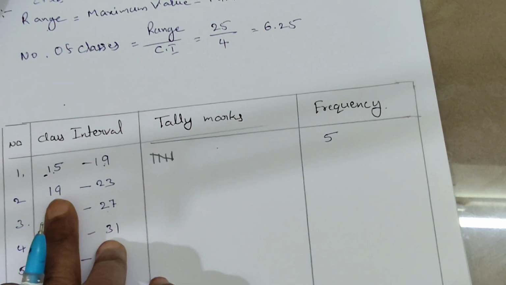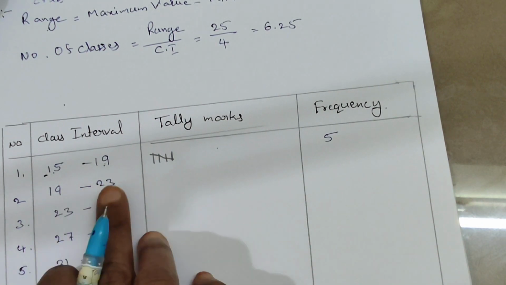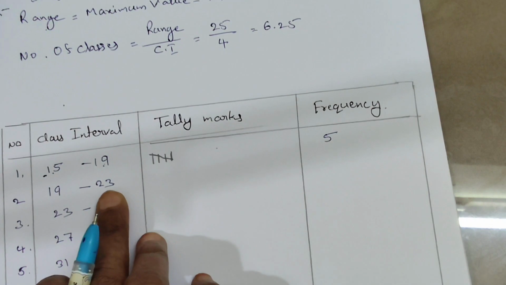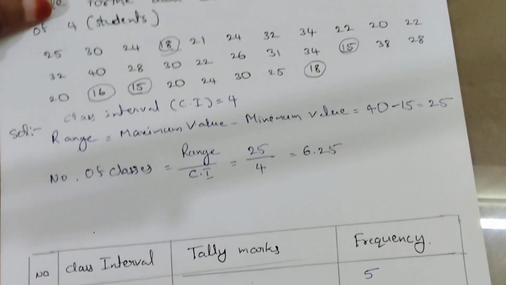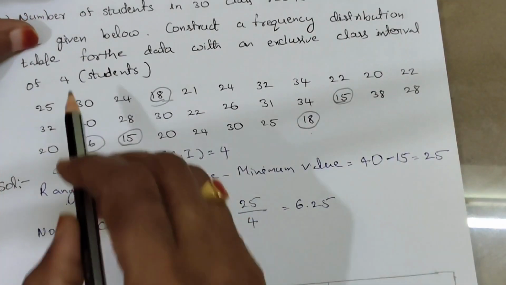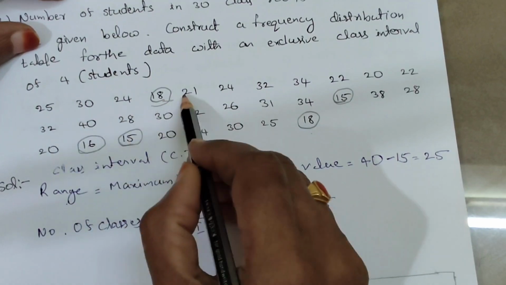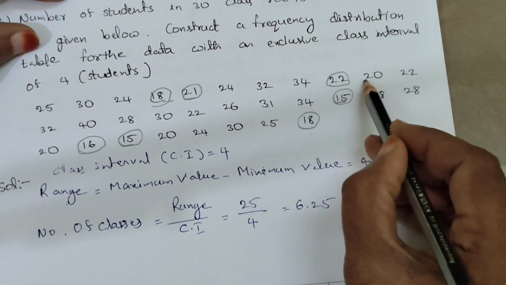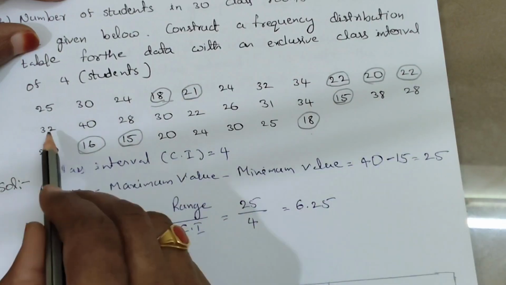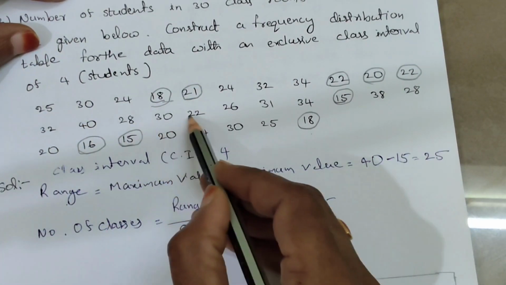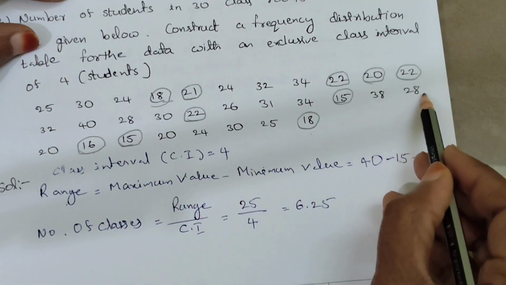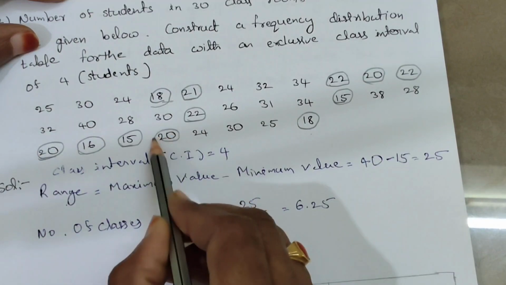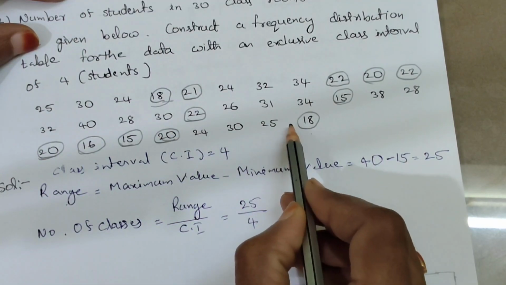Now the next class interval is 19 to 23. 19 to 23 is the second class interval. Now we calculate the next numbers in 19 to 23. First number, second number, third number, fourth number, fifth number, sixth number, seventh number. Here a total of 7 numbers are there.